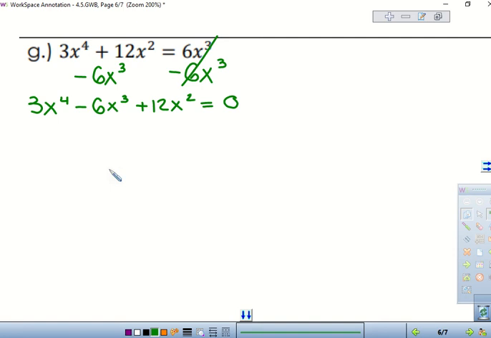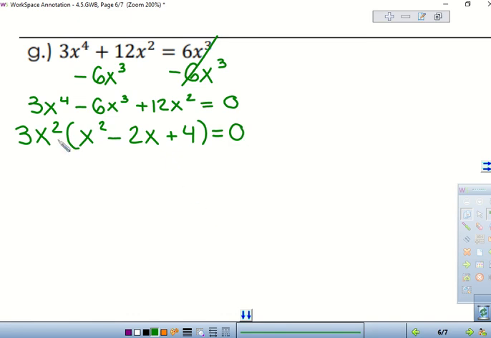Now, if I've taught you anything this whole year, before you try using any of those fancy methods, what should you always try first? Is there a greatest common factor here? What is it? 3 and also x squared. You're going to take out a whole 3x squared, which is going to leave you with this when you do that. Alright, is everybody with me so far on how we got there?